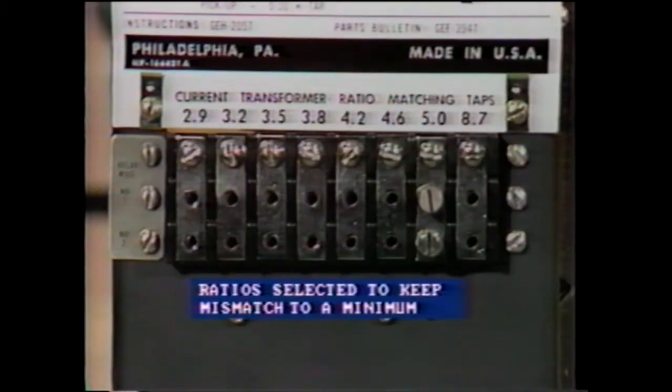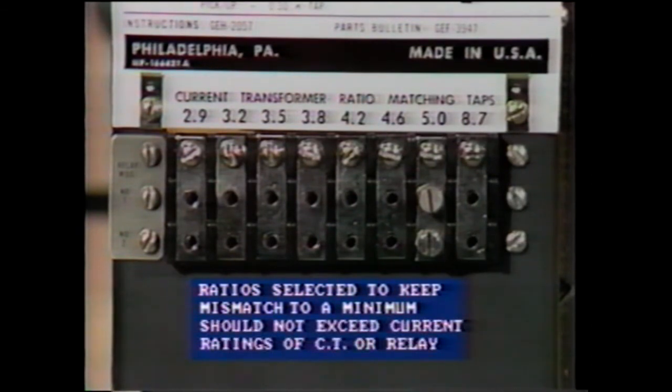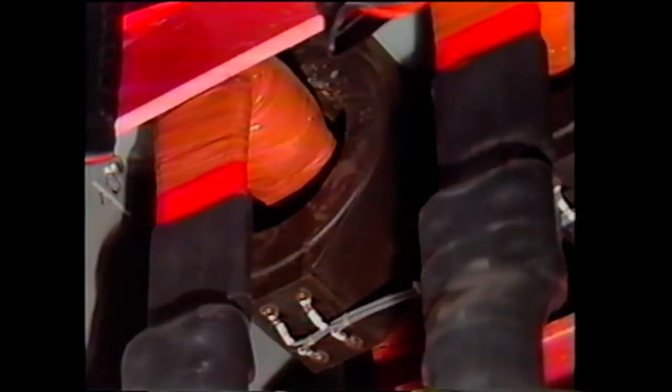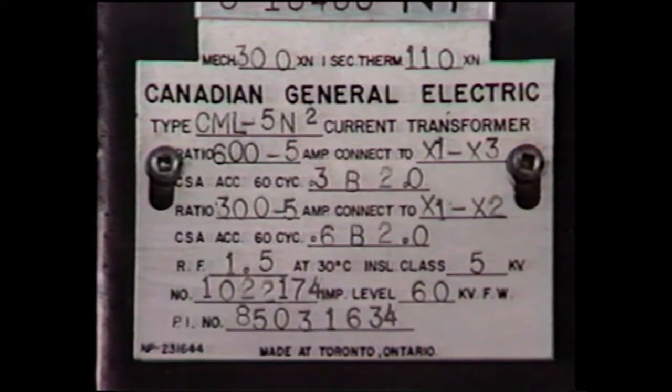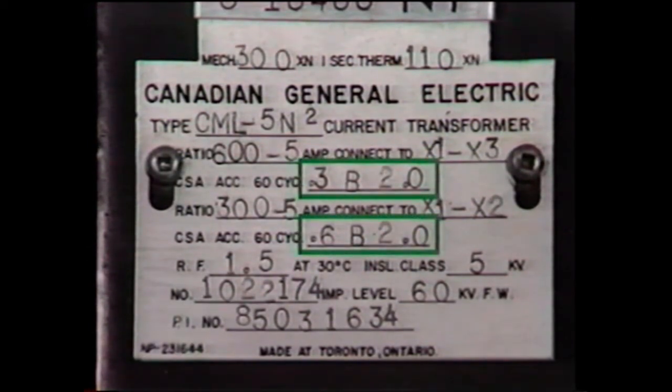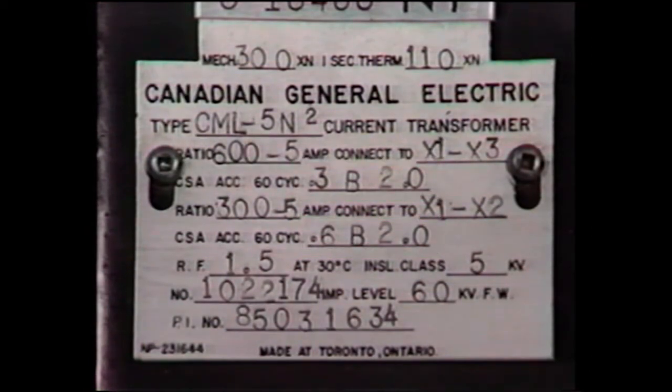The CT ratios should be selected to keep this mismatch to the absolute minimum, but at the same time, the current on the CT secondary should not exceed the current ratings of either the CT or the relay restraint coils. Generally speaking, the CTs are rated at 5 amps maximum, while the restraint coils have a continuous rating of 10 amps or maybe more. Another way to ensure good performance from the CTs is to have as low a burden as possible. Preferably, individual CTs should be used to feed differential relays.